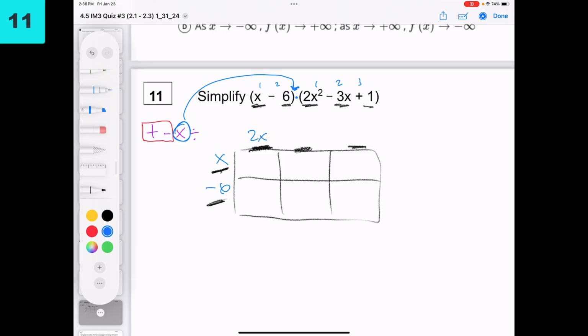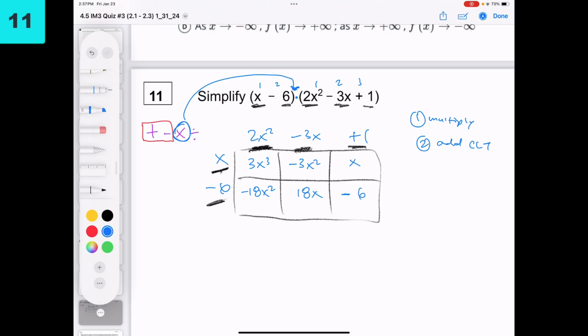So I have 2x squared minus 3x plus 1. You're going to multiply first, and then we will add or combine like terms. Let's multiply. 2x times 2x squared is 3x to the third. 2x squared times negative 6 is negative 18x squared. X times negative 3x is negative 3x squared. Negative 6 times negative 3x is going to be 18x. This one's going to be x, and this is going to be negative 6.